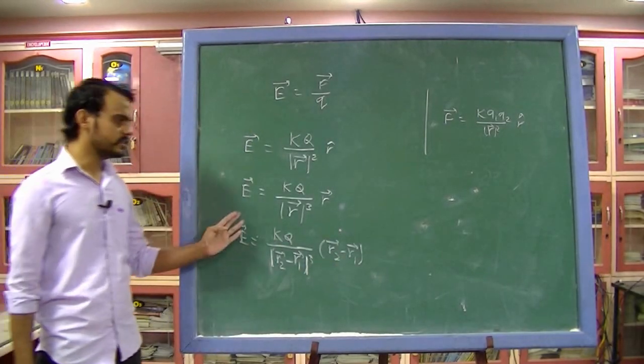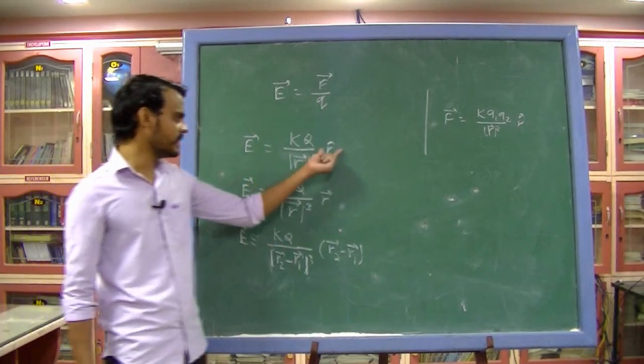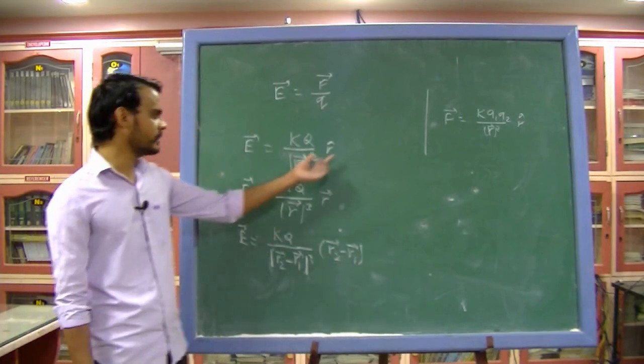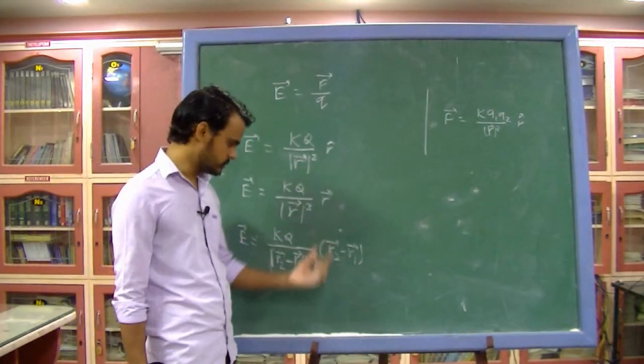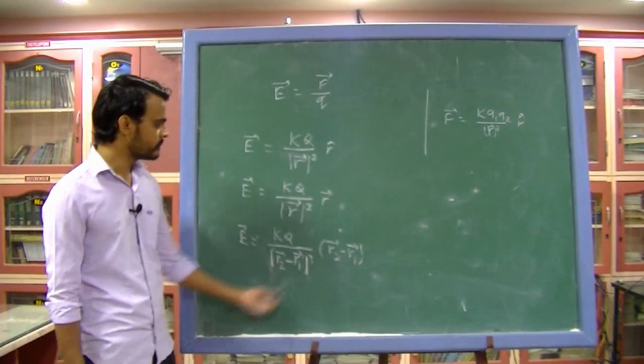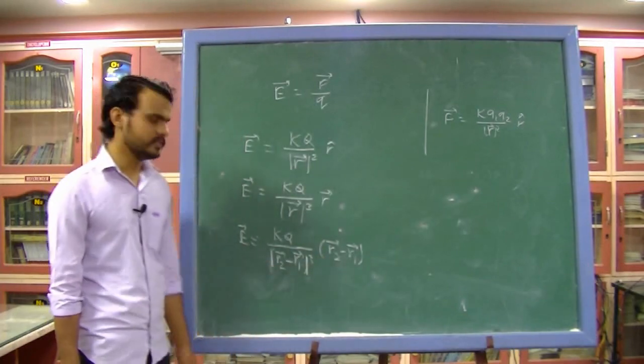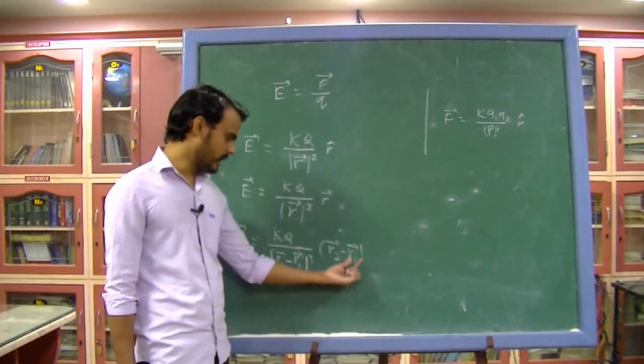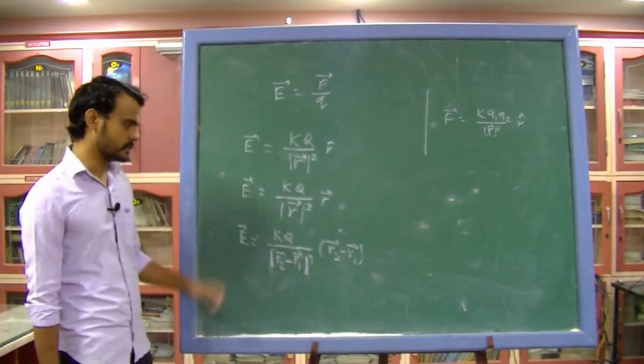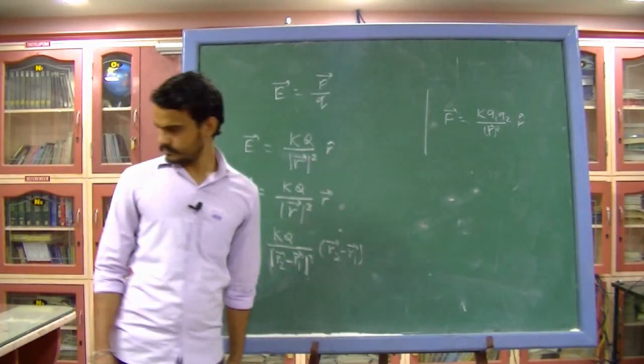As you can see, the formulas are very similar. You have to remember this R cap is the unit vector, R vector is the position vector, and this is the displacement vector. Here R2 will be the point at which you want to find the electric field, and R1 is the point at which the charge is placed. So, you can write this.